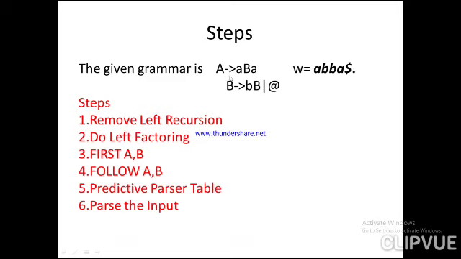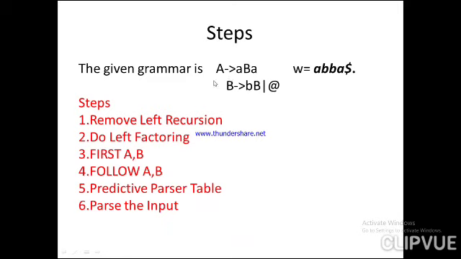For this particular grammar, the first step is to remove the left recursion, but here there is no left recursion. Then do the left factoring; here there is no left factoring for this grammar. So we will start with the third step: first find the first of A and B, then the follow of A and B, then construct the predictive parsing table, and then using that table parse the given input string using a stack. The first two steps do not apply here, so we start from the third step.